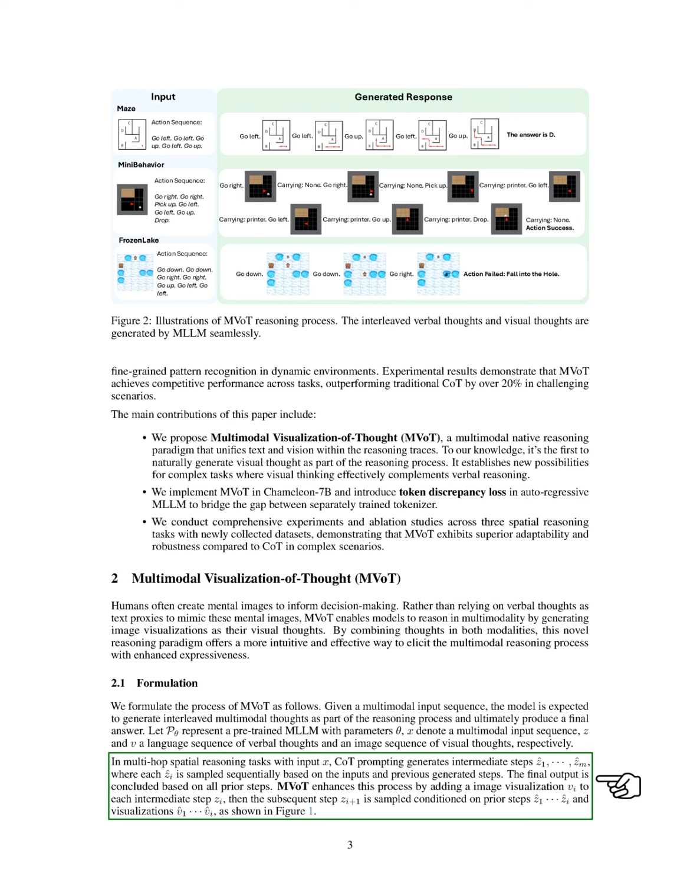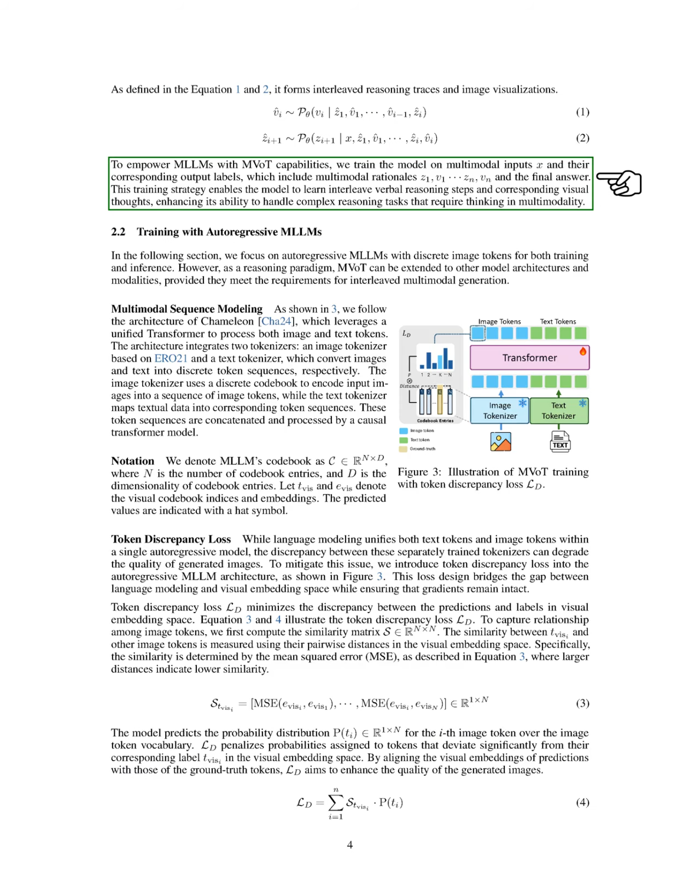The final output is derived from all these steps. MVoT enhances this by adding a visual representation to each verbal thought, allowing the next step to be influenced by both prior verbal and visual thoughts. To equip MLLMs with MVoT capabilities, we train the model using multimodal inputs and their corresponding outputs, which include both verbal and visual rationales along with the final answer. This training helps the model learn to interleave verbal reasoning with visual thoughts, improving its ability to tackle complex reasoning tasks.